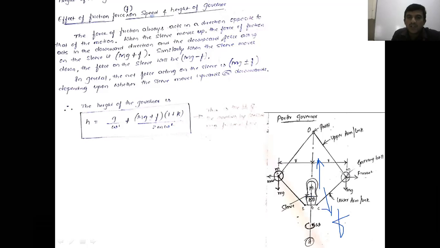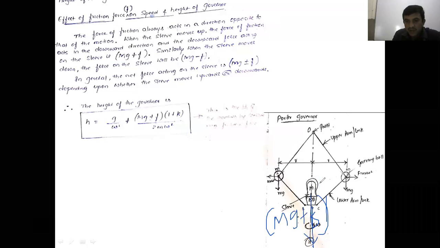And if the sleeve moves downward, with the downward force acting on the sleeve, what is the total force acting on the sleeve? It is mg plus F. See that F is acting downward, mg is also acting downward. What is the total force acting on the sleeve? It is capital Mg plus small f. That is the total force acting on the sleeve vertically downward, because when the sleeve moves upward, the frictional force acts opposite to the motion, that is downward.